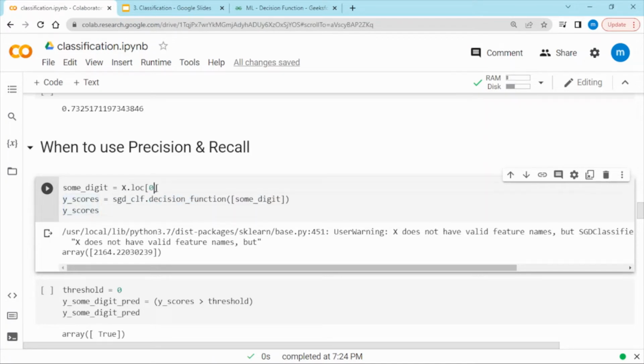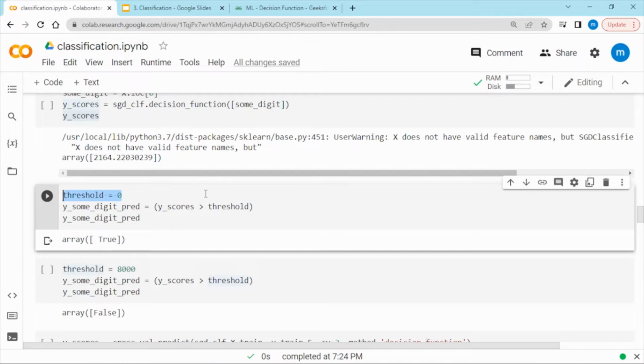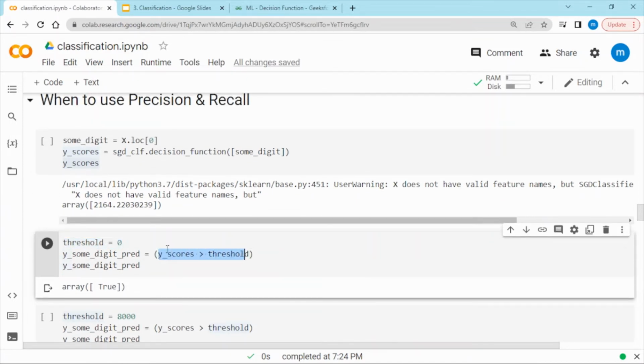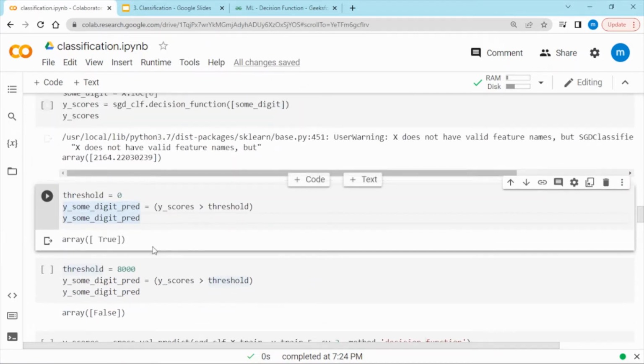Let's say we are passing x.loc[0], meaning we are passing the first number, and that first number we are storing in some_digit. We are calculating here the score of that number using the decision function. We will get the y_score, and currently we are setting our threshold to 0 manually, and we are checking whether that score is greater than the threshold or not. Now we can see that the score, 2164, is greater than 0, so we will mark that value as True. It means we are saying that number is a 5.